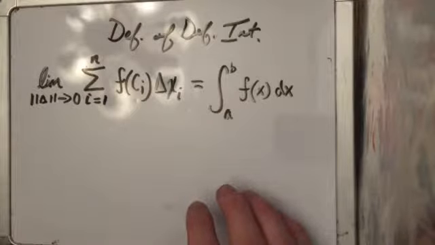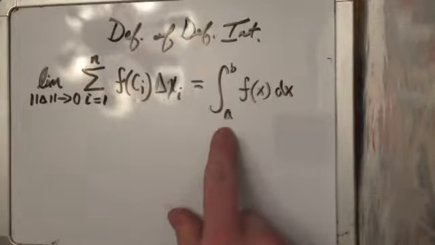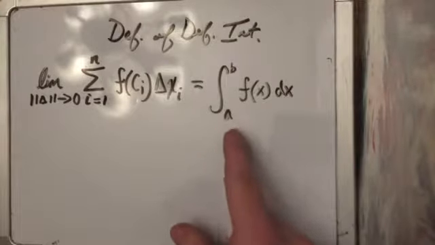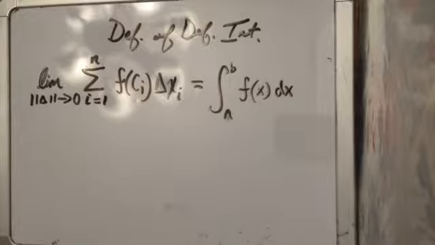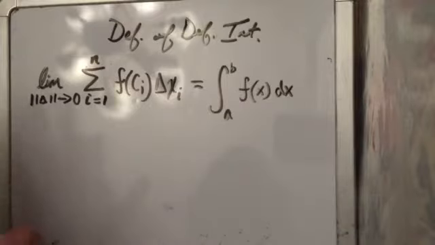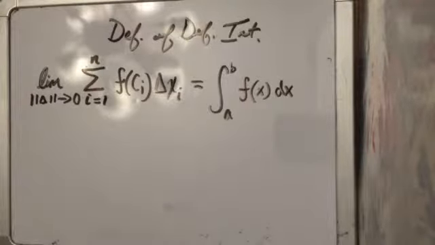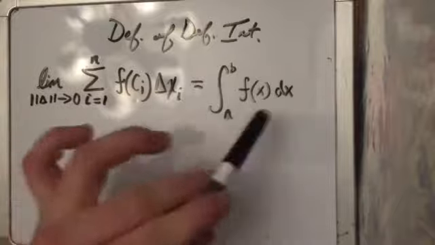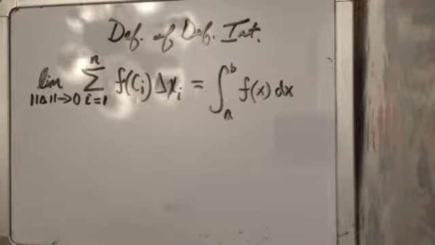And a is the lower limit of integration and b is the upper limit. As far as proving that this is true, the function has to be continuous on a to b for it to be integrable on a to b. So therefore, continuity implies integrability. And so then this exists. Now let's use that definition to evaluate a definite integral.